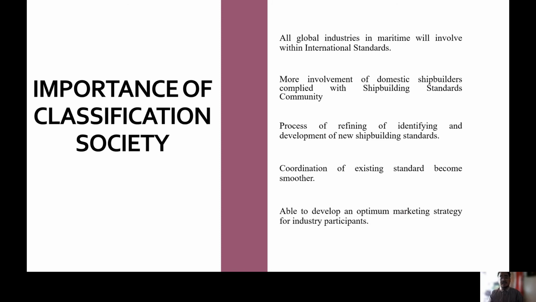And then the fourth one, this will help to get a better coordination of existing standards to become smoother. Because why? As we know, all around the world, we have many types of ship and multiple companies that produce a lot of ships. So there might be some differences between each other. The way we overcome the differences is by ensuring all the standards become smoother and coordinated.